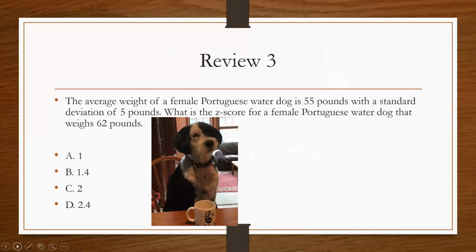So review 3, this is my dog. She is very cute. She is a Portuguese water dog. The average weight of a Portuguese water dog is about 55 pounds with a standard deviation of 5. So what is the z-score for a female Portuguese water dog that weighs about 62 pounds?